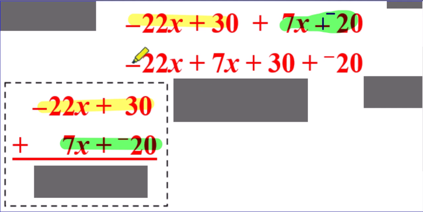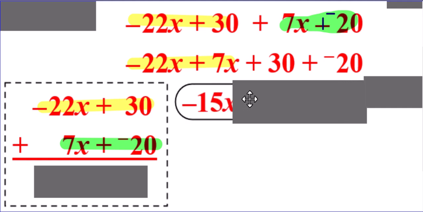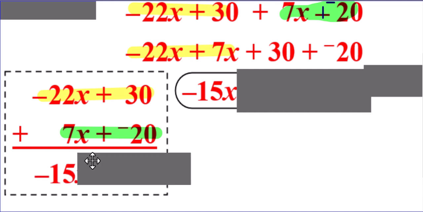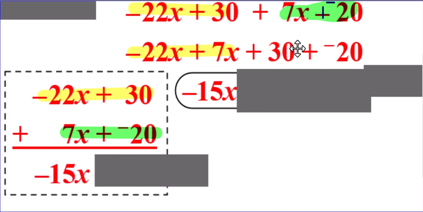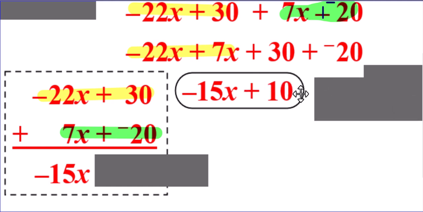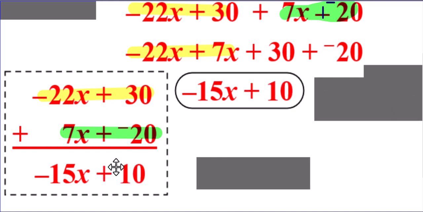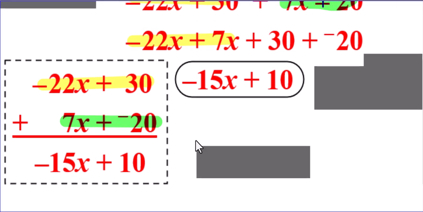Here, I'll prove it to you. The negative 22x and the positive 7x, you'll subtract in your head, you'll get negative 15x. Same thing over here. The positive and the negative constants, you'll subtract in your head. That will give you 10, just like it will here. Both methods work the same way. I do not care which way you finish the problem.